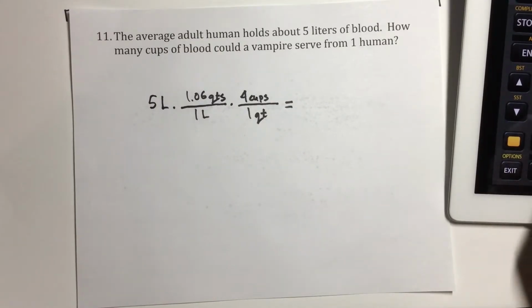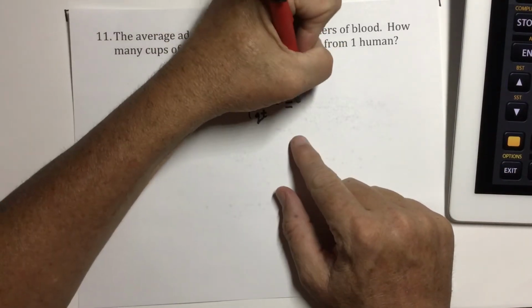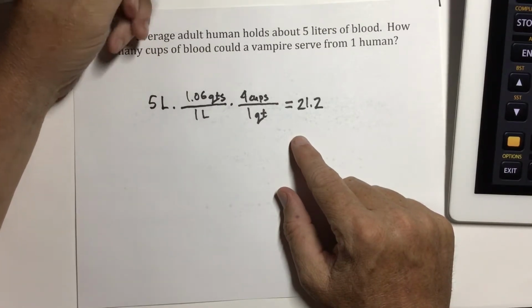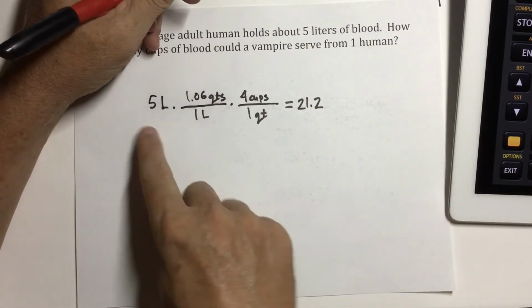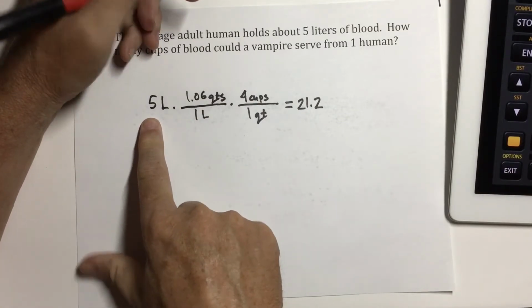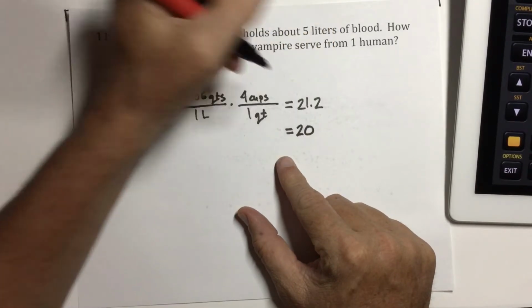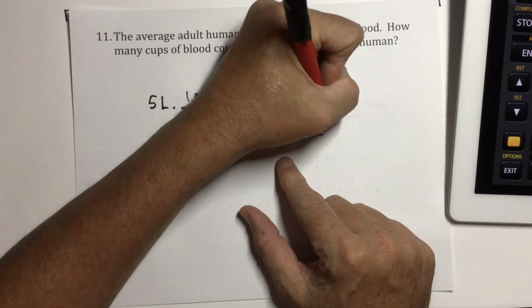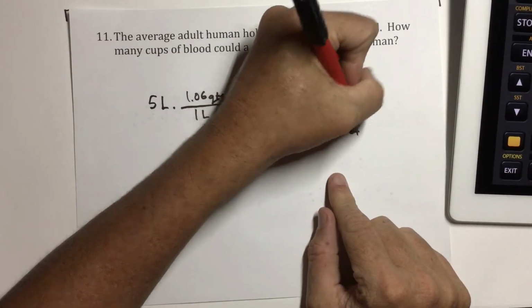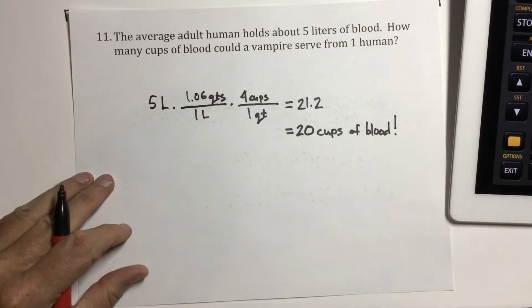1.06 times 4 times 5 comes out to 21.2. But this is about 5 liters, so that is certainly not exact. So we're really restricted to just one significant figure here. So we're just going to say 20 cups, 1 sig fig, of blood. 20 cups of blood.